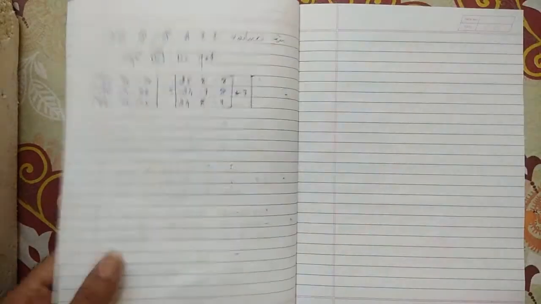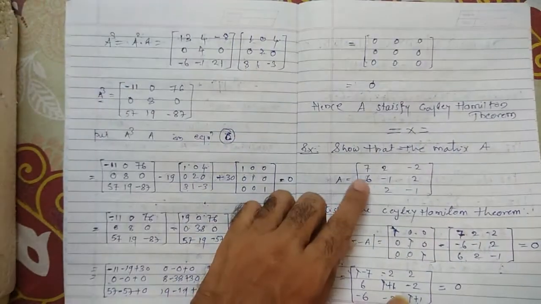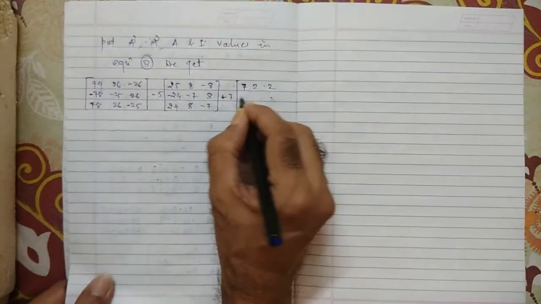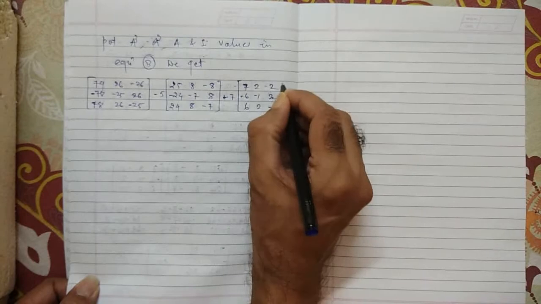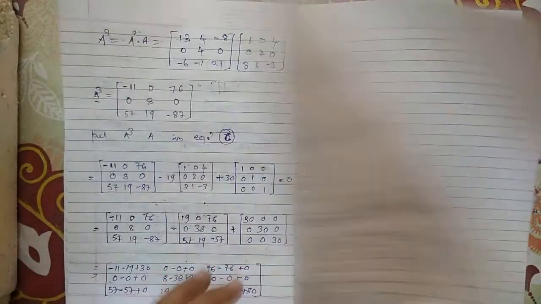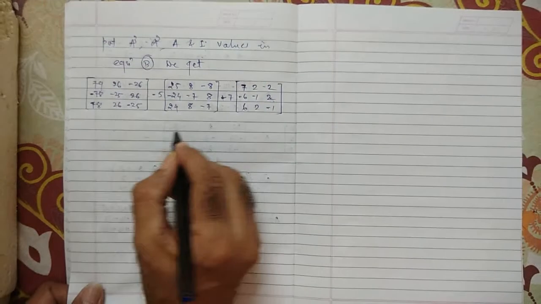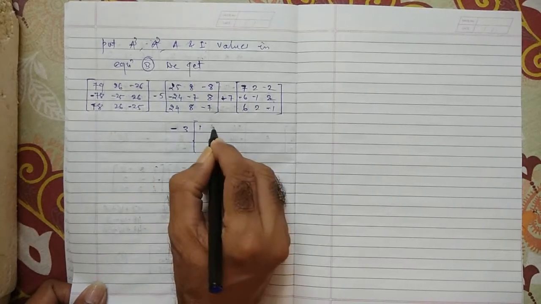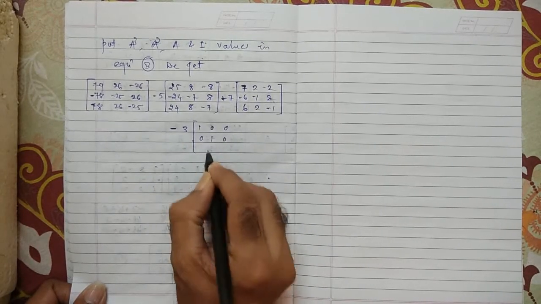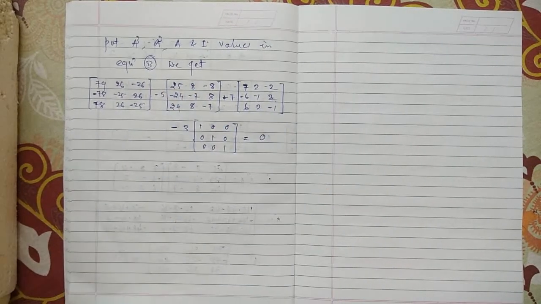A is 7, 2, minus 2, then minus 6, minus 1, 2, and then 6, 2, minus 1. And then it is minus 3I. So this becomes minus 3 and I is 1 0 0, 0 1 0, 0 0 1. It is equal to 0. Here the value must be 0.